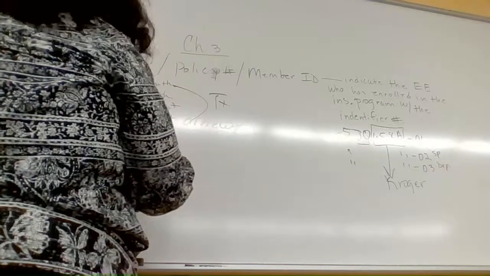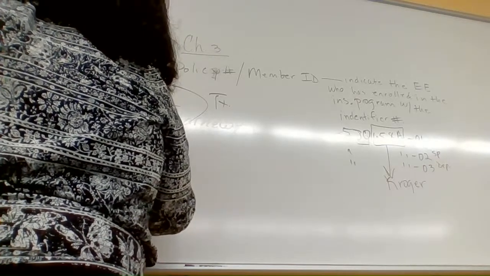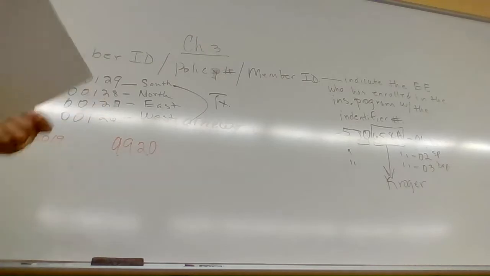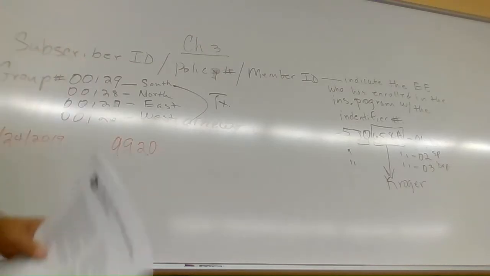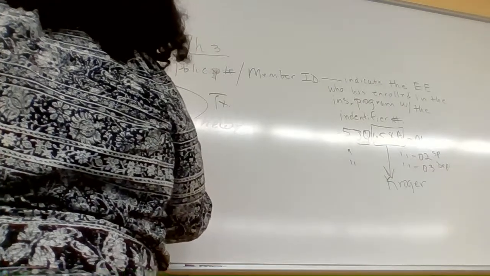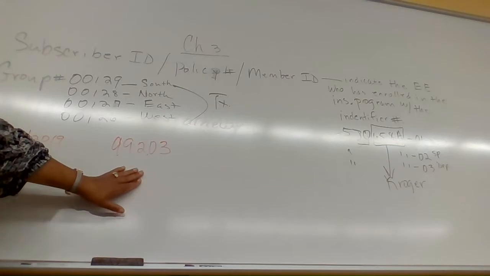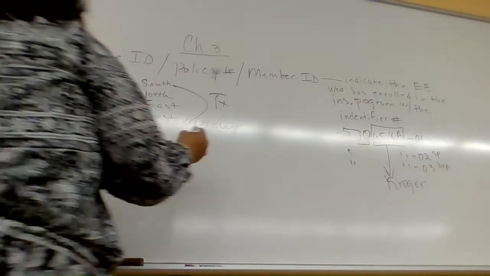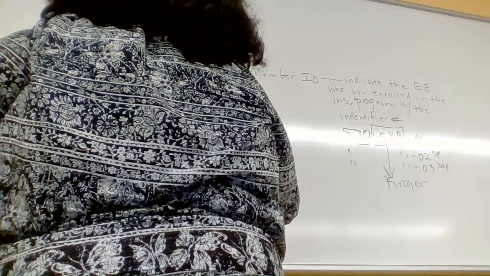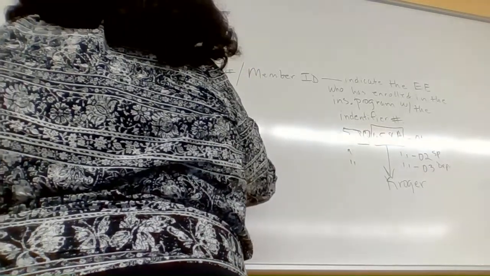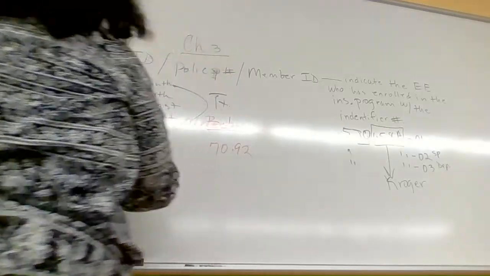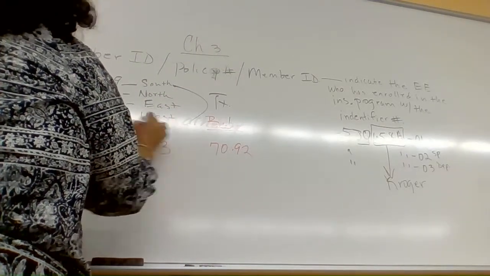Okay, so level 3 is normally 9920. Yeah, 203. Very good. Hello, Miss Johnson. See that? Level 3, $70.92. It's no fraud. Exactly.